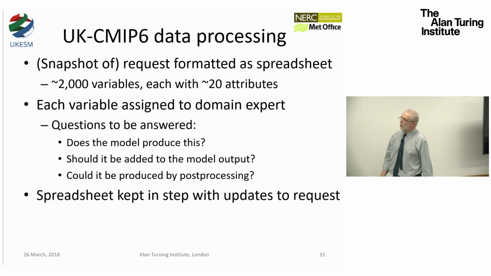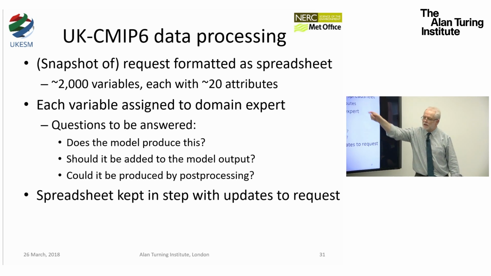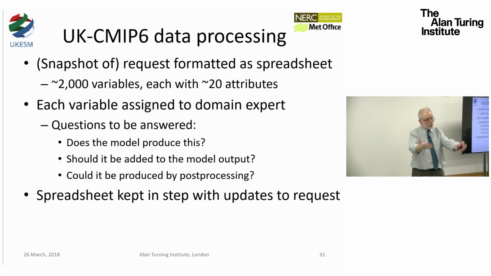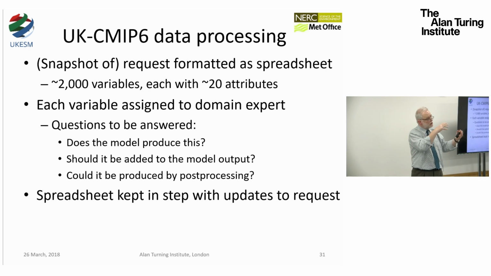So what we did with this thing as soon as we got it, we turned it into a spreadsheet so we could use it. There's about 2,000 variables, each with about 20 attributes. And we receive this thing, and we have to decide if our model is going to be in CMIP, we're going to run it. But for each of these variables, does our model already produce it? Does it already produce the average atmosphere temperature, for example? Well, I hope it probably does.